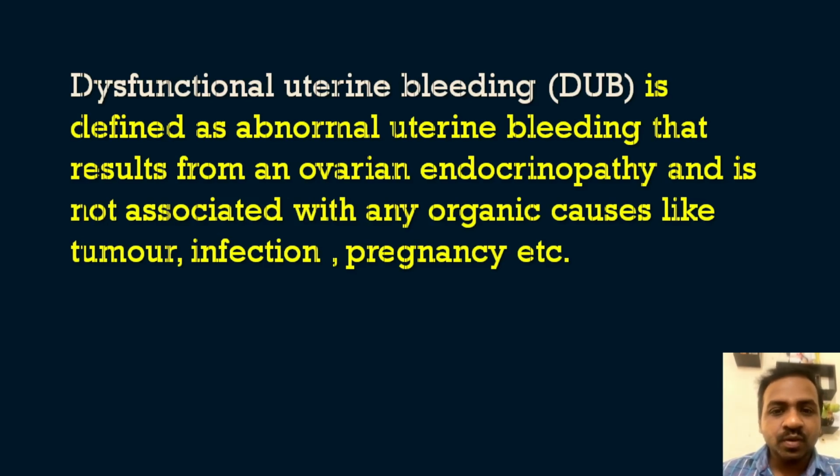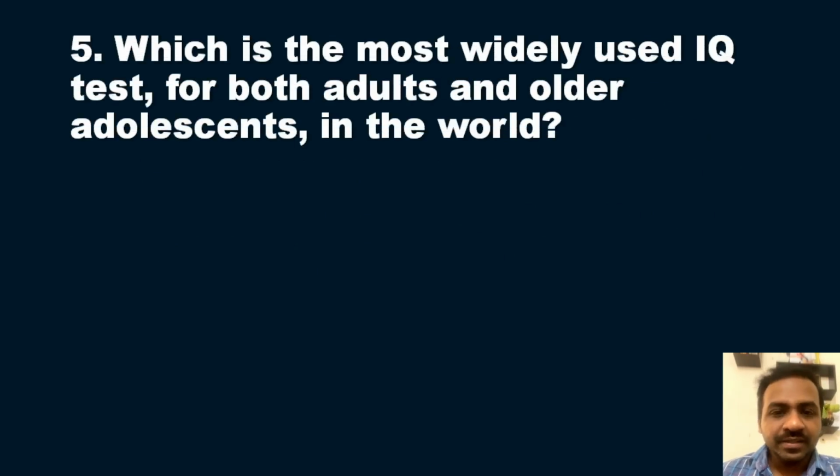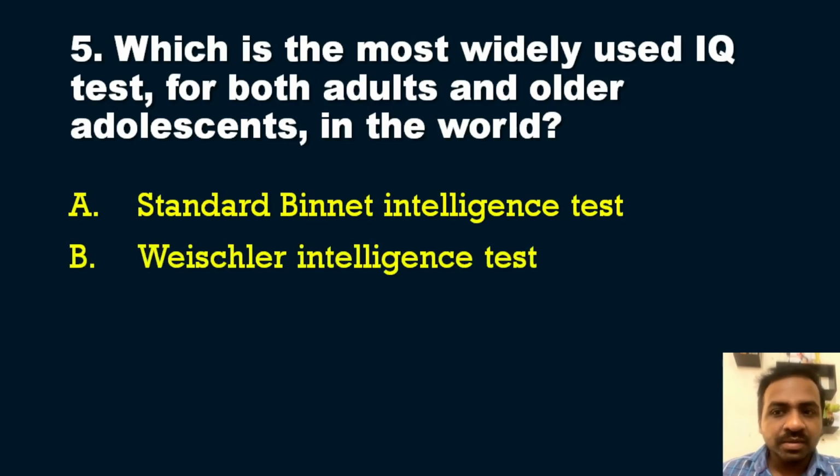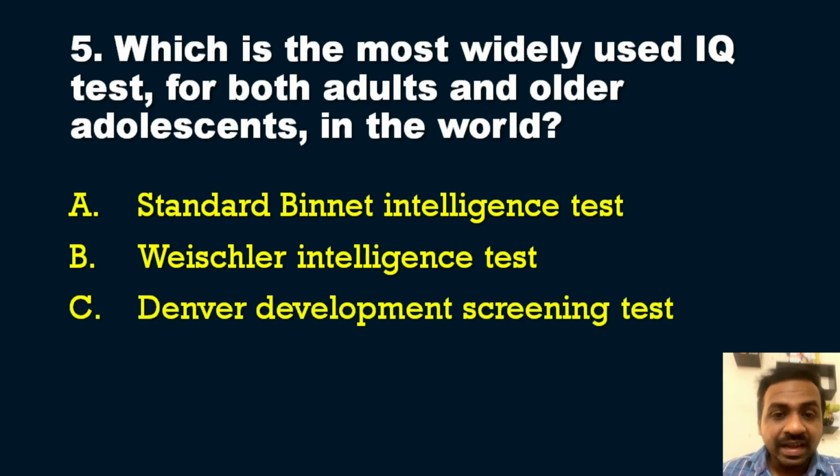Then we will move on to the fifth question in our series. So the question is regarding the IQ test. Which is the most widely used IQ test for both adults and adolescents in the world? So most widely used IQ test, that is a question for you. And the options are option number A, Stanford-Binet intelligence test. Option number B, Wechsler intelligence test. Option number C, Denver developmental screening test. And the final option is all the above.